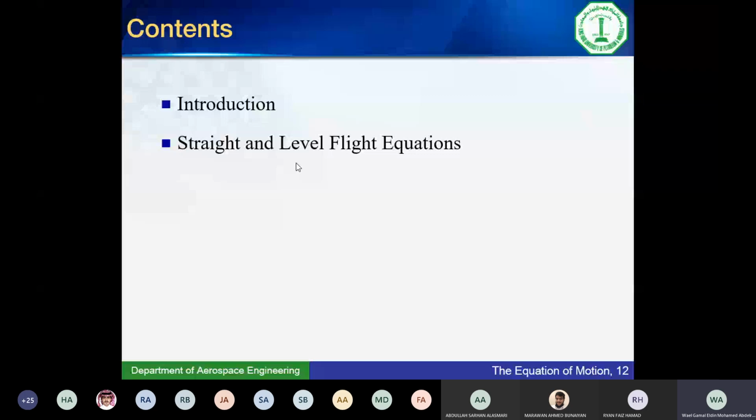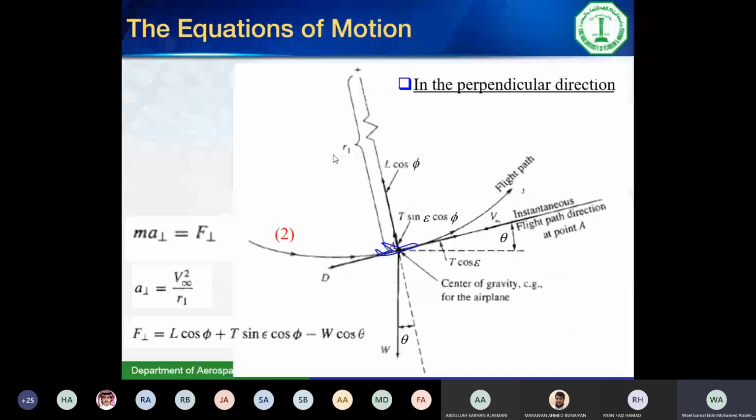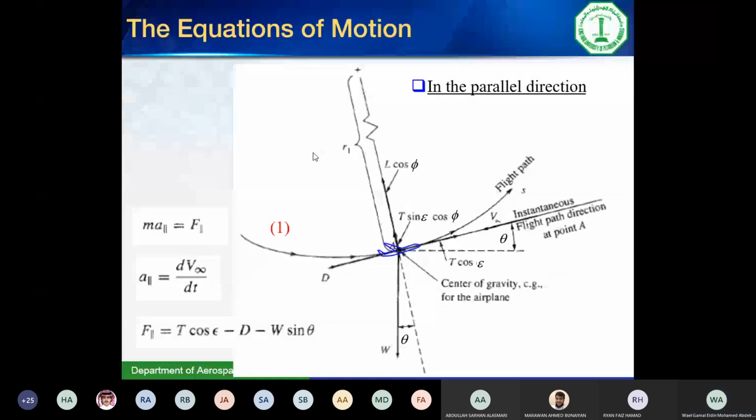And we will discuss some important value, which is the required thrust as well. So let's go to the three equations. Here they are. I want you to specify them to straight and level flight. What do you mean by straight and level flight? What is theta in this case?